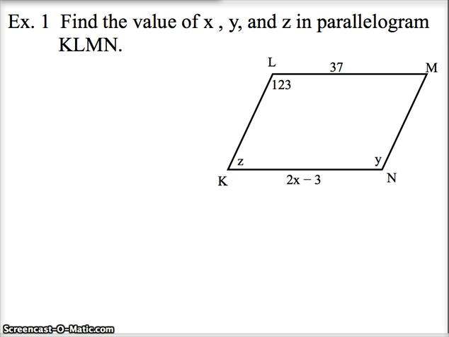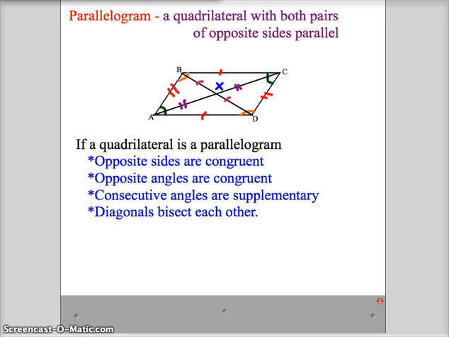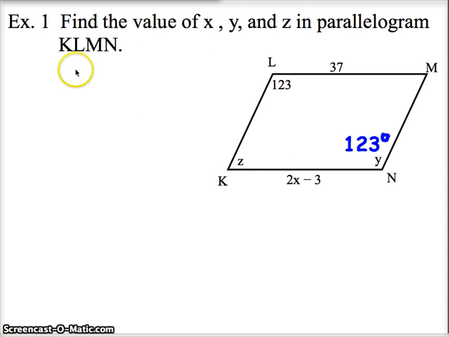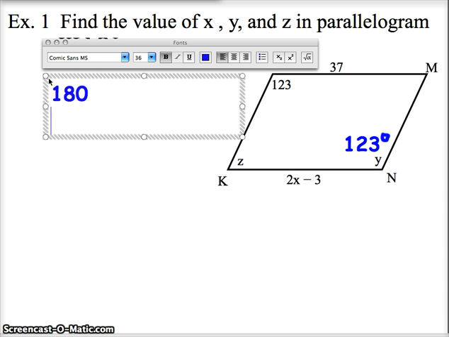Example 1, find the values of x, y, and z in parallelogram KLMN. Okay, so let's go back to some of the things we know. We know that opposite angles are congruent to each other. So if opposite angles are congruent, that means that this angle down in the bottom here, angle Y, is also 123 degrees. I know that adjacent angles, the angles that are next to each other, we called them consecutive angles. Consecutive angles are supplementary. So supplementary angles add to 180 degrees.